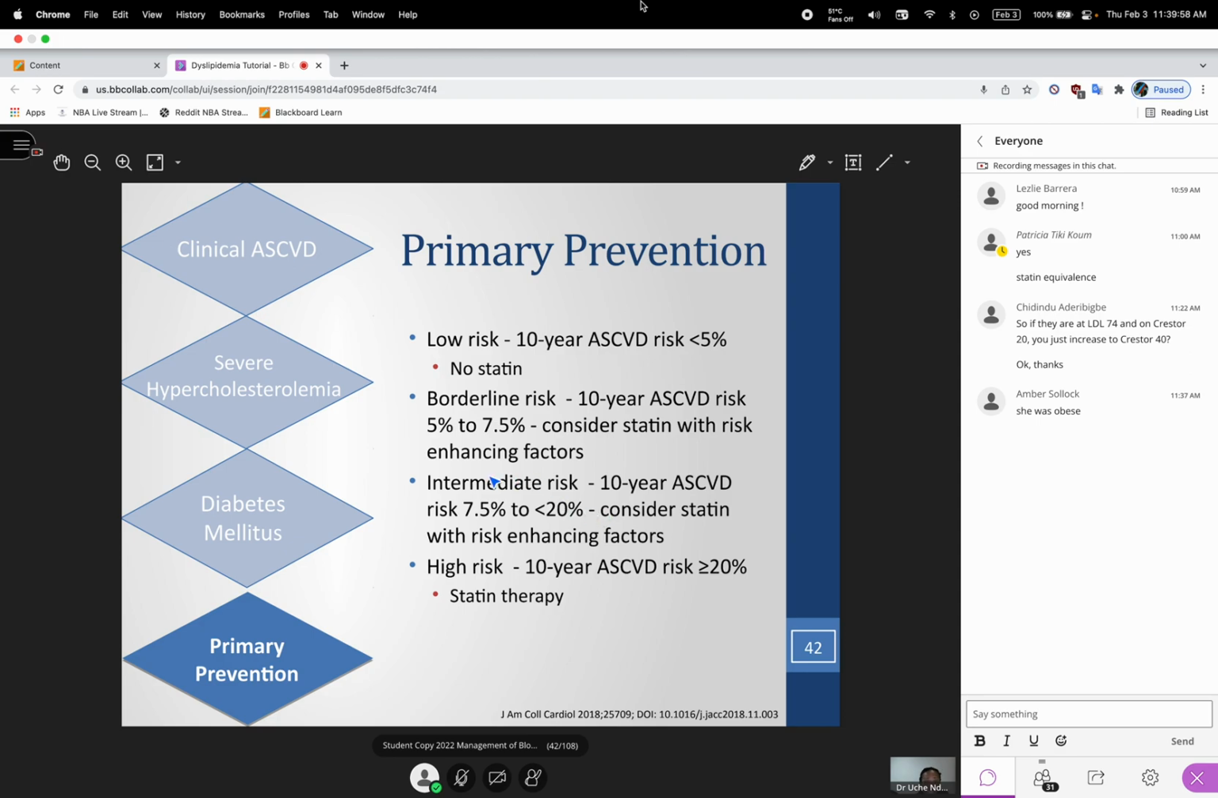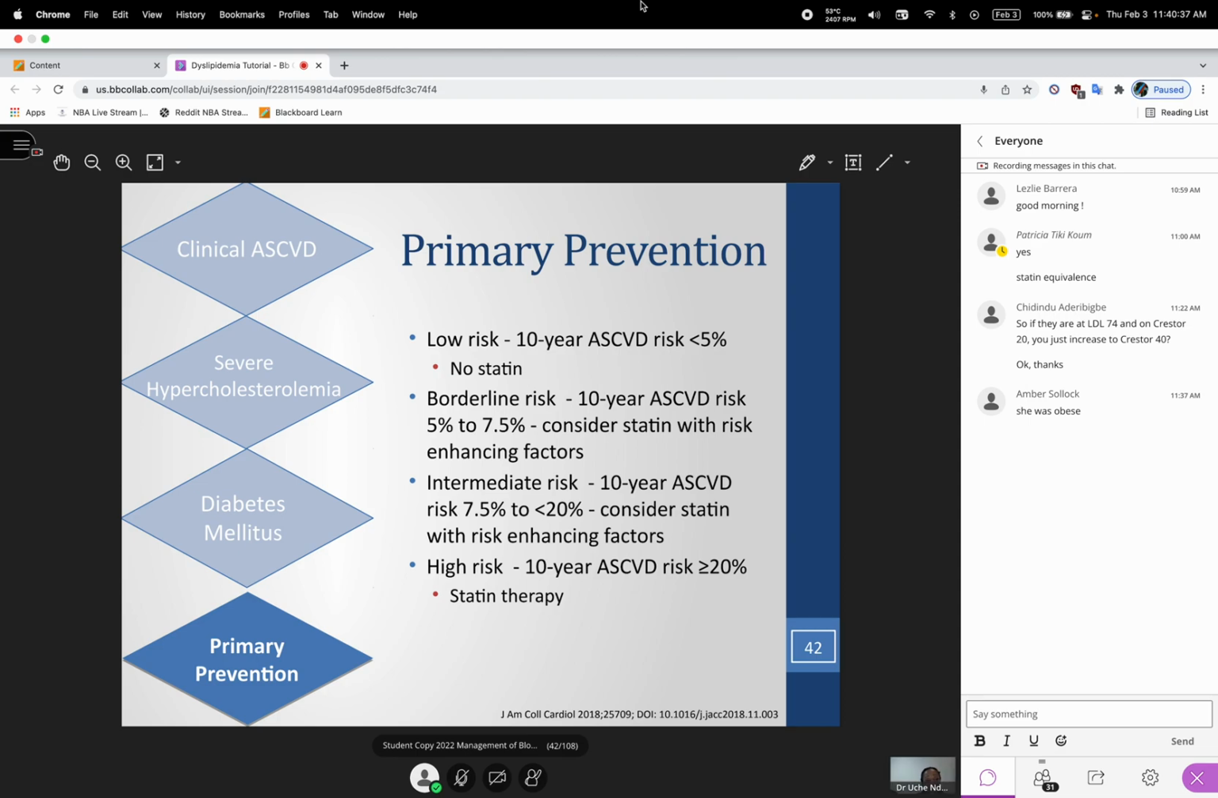So, if you technically read this, it says consider a statin with risk enhancing factors, right? It's not even saying consider moderate or high intensity. So it's muddy. It's not clear. So it's not you that's getting it wrong. It's just that the guidelines don't clearly state if they have this many risk enhancing factors and they fall here, then you do this. They kind of give you some wiggle room to decide. But I would ding you if you let that patient walk away without a statin.